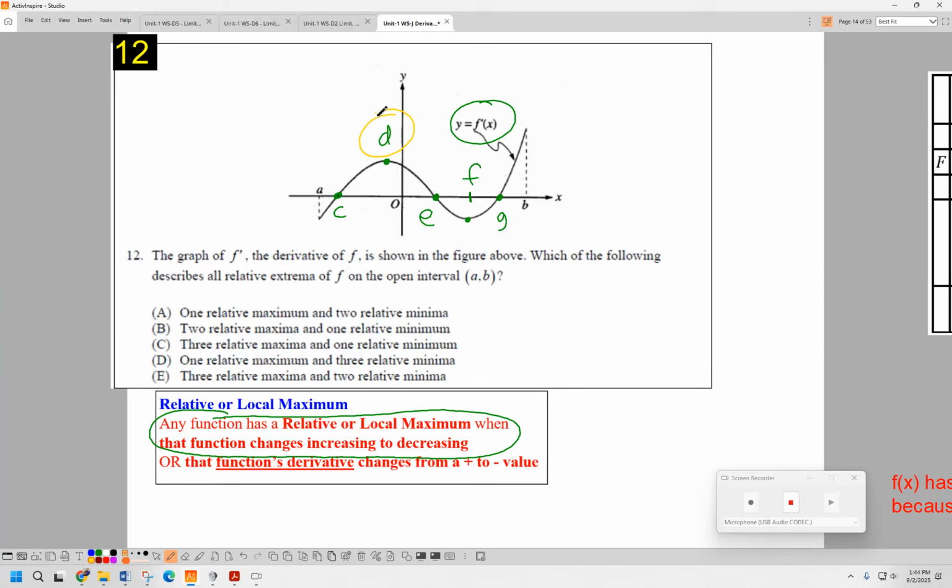The good news here is this: if the last problem made sense to you, this one should be a piece of cake because it is the exact same idea applied to a new situation. So we've got f prime. They're asking where does f have a relative something or other. So we don't see f. All we see is f prime. But again, Danica's chart is a quick way to remember how this works.